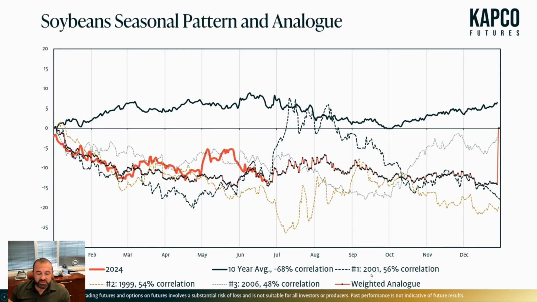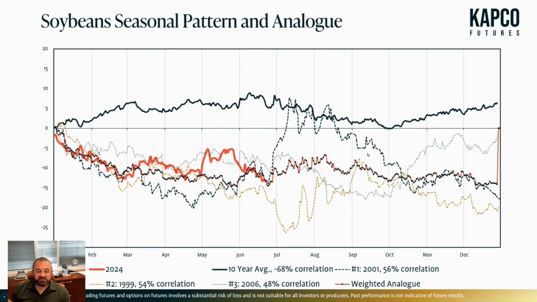Soybeans, really good correlation to 2001 at 56%. You can see that 10-year pattern, minus 68% correlation. So we're not paying any attention to it. 2001 had a big rally this time of year and basically kept that strength up through the middle of July, over like that, and then sold off into the end of the year.